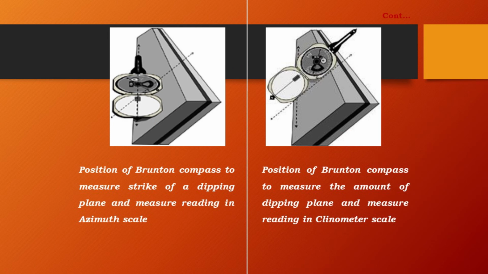On the left, the image shows the relative position of the Brunton compass with the outcrop when measuring the strike of a dipping plane in the azimuth scale. On the right, the image shows the relative position of the Brunton compass with the outcrop when measuring the amount of inclination of a dipping plane in the clinometer scale.